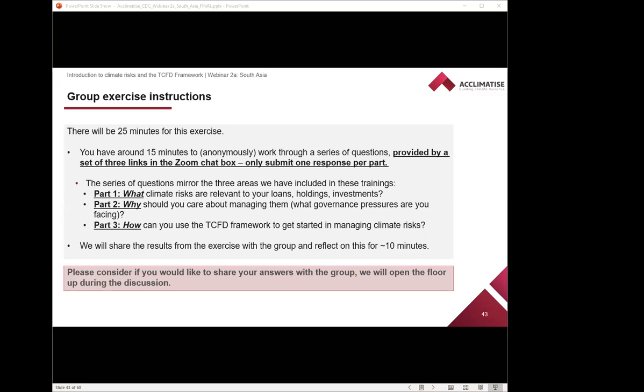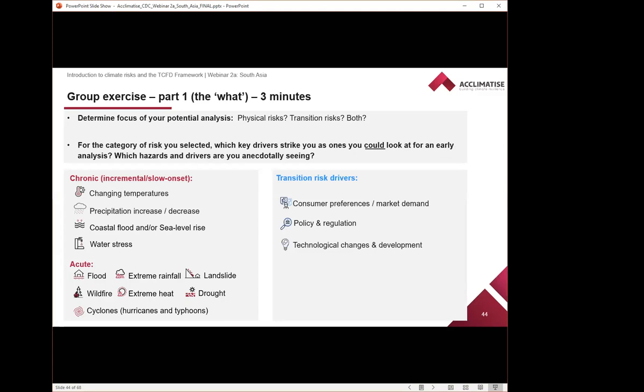Okay, so we are going to be asking you a set of 3 questions, and they mirror the 3 areas that we've included in this training in webinar 1. So part 1 is about what are the climate risks that are relevant to you and your loans and your holdings and investments. Part 2 is around why you should care about managing them, or what governance pressures are you facing. And part 3 is about how you can use the TCFD framework to get started in managing them, in particular looking at the governance and risk management pillars that I just talked about. So we will share the results from the exercise with the group and reflect on this together at the end of the exercise. So next slide, please. So as Maya has put in the chat box, there is the first link.